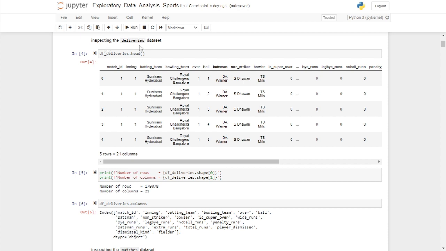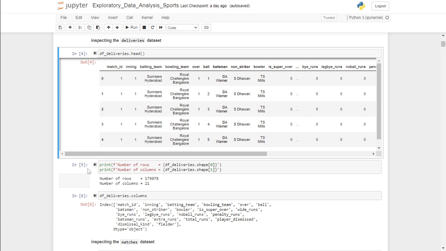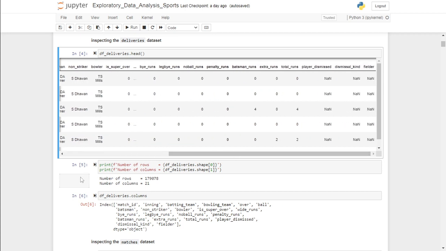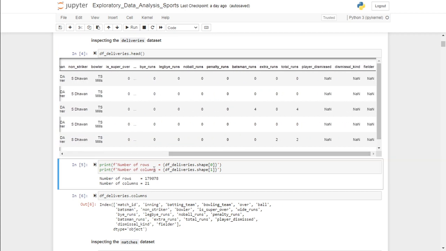First, inspect the deliveries dataset, which is loaded in df deliveries, and this is the head part of the data. The number of rows and number of columns in df deliveries is 179,021 rows respectively, and these are all the columns of df deliveries, from match id, innings, etc. to dismissal kind and fielder.